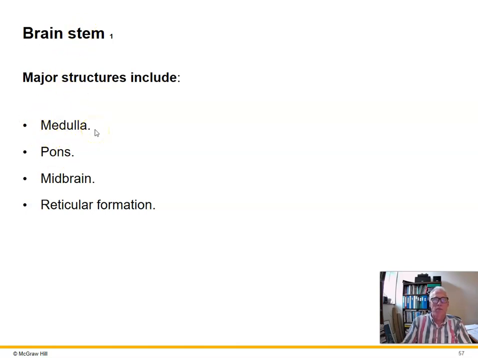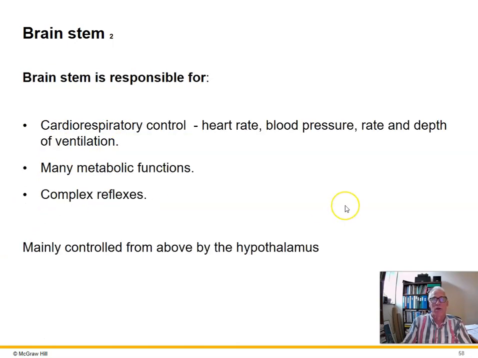Well, anyway, the pons and medulla and midbrain and the reticular formation contain clusters of neurons, nuclei, that control very important vital functions of your body, such as regulation of heart rate, blood pressure, ventilation, meaning breathing, metabolic activity, complex reflexes that allow us to do things like keeping track of our balance and our head position and so forth, and our eye direction.